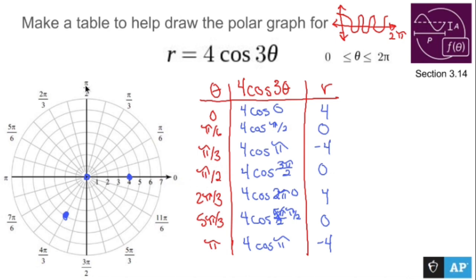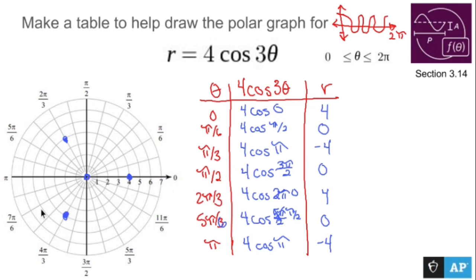At pi over 2, I'm at 0. At 2 pi over 3, I'm at 1, 2, 3, 4. At 5 pi over 6, I'm at 0. At pi, I'm at 0.